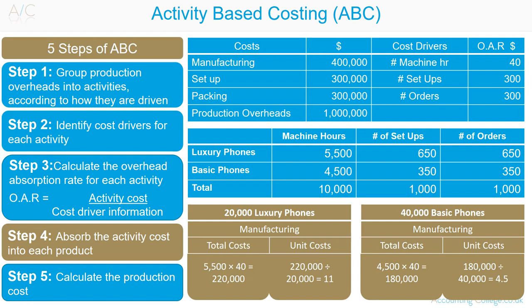For manufacturing of the basic phones, take the 4,500 machine hours to make basic phones. Multiply this by the overhead absorption rate for manufacturing costs, which is $40. To get the per unit cost, divide this by the number of units produced, which is 40,000.